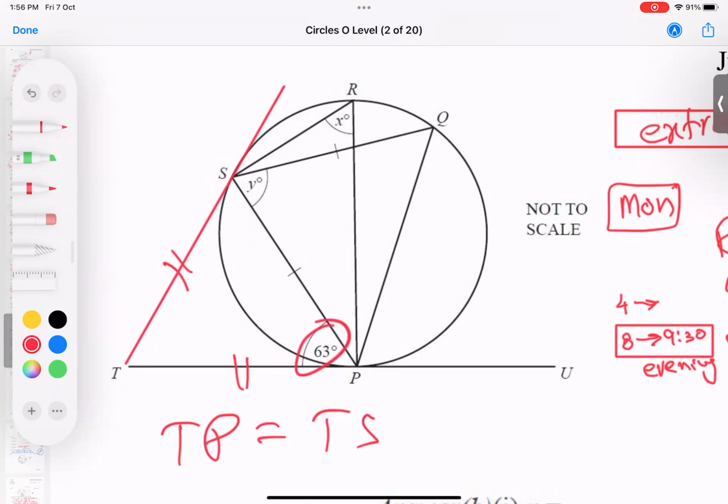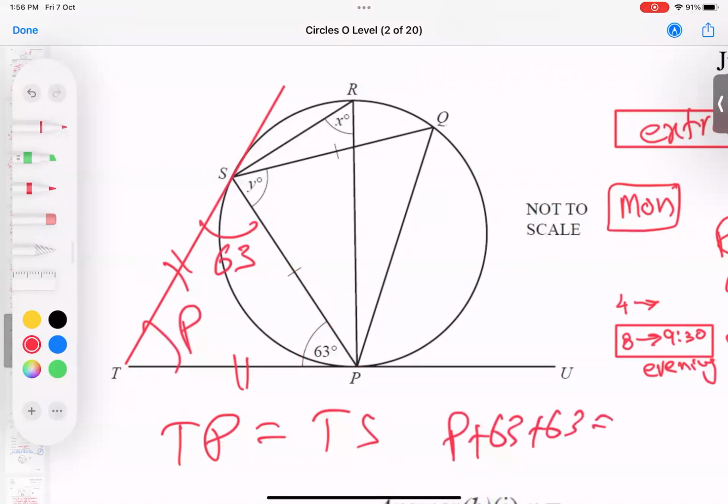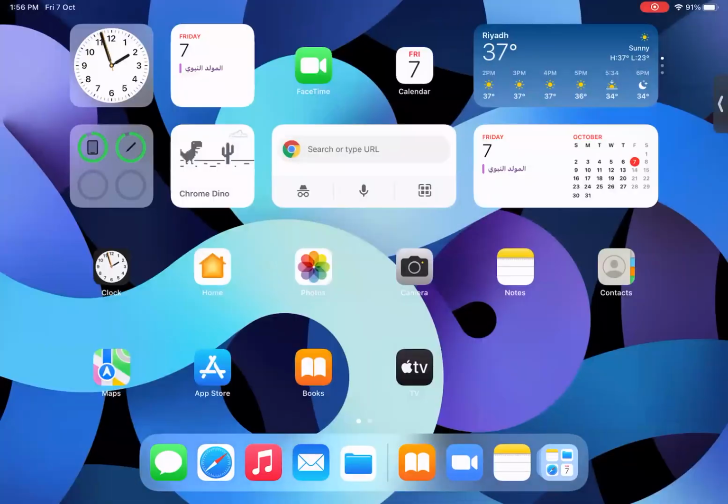So this is 63. If it's 63, 100% this is 63. And if we have two angles, we can find the third angle. This is P, for example. P plus 63 equals 180, because you know the sum of all three angles equals 180. So this property is also clear.